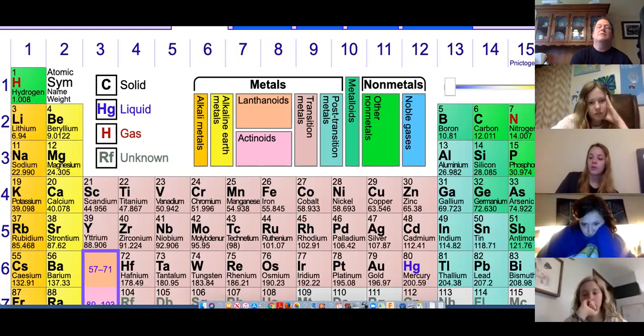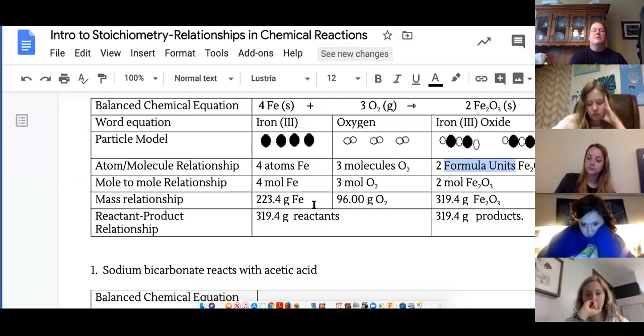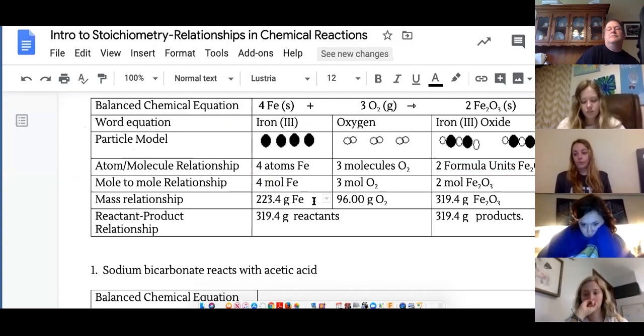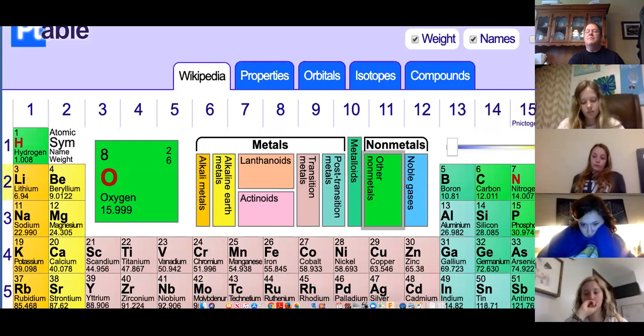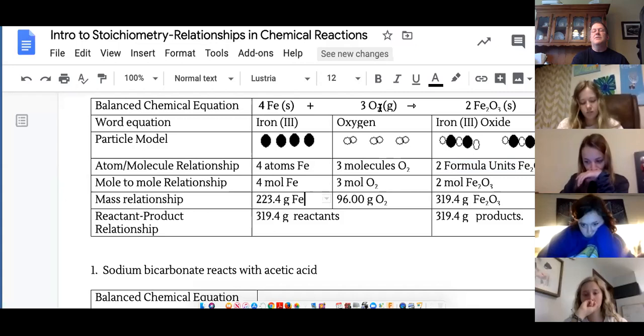And then we look back at the worksheet. If we take that number for each iron and multiply it by 4, we should get something close to 223.4. We do the same thing with oxygen. Each oxygen atom is 15.999 or 16.00. 16, double it because there's two oxygens, then triple it, you're going to get 96. And we can do the same thing to this. There's two irons and three oxygens. Add up all those, multiply it by 2, and you're going to get your 319.4.